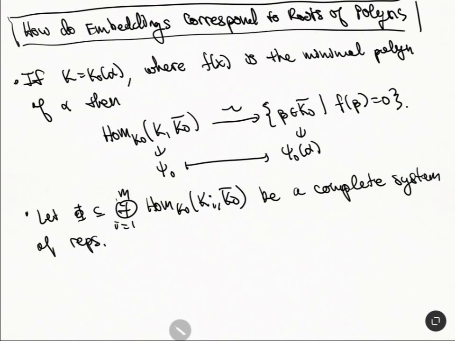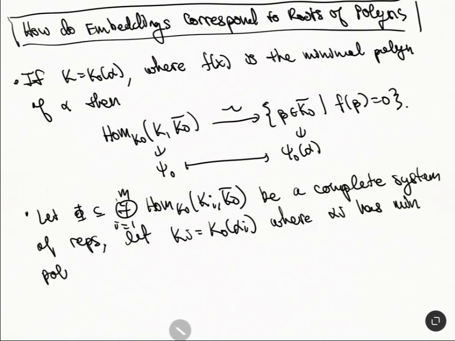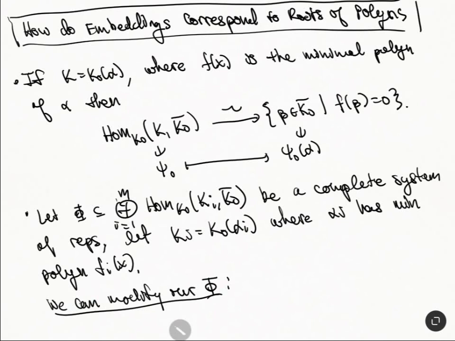Okay, so we can normalize, and then we're also going to let ki be equal to k0 adjoin alpha i, where alpha i has minimal polynomial fi. Okay, so then we can normalize this embedding. So we can modify our phi. Okay, so let's say how we're going to modify it. How do we modify the phi?